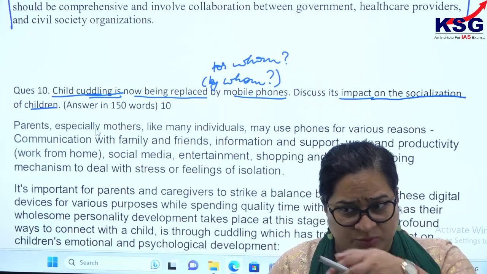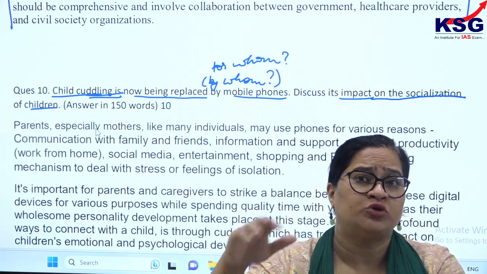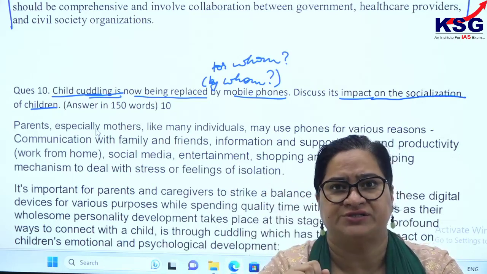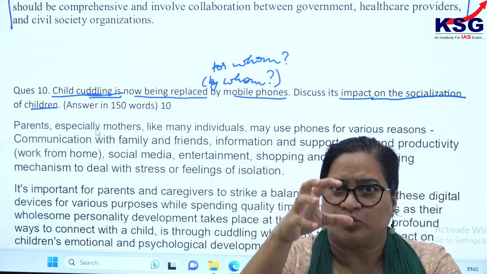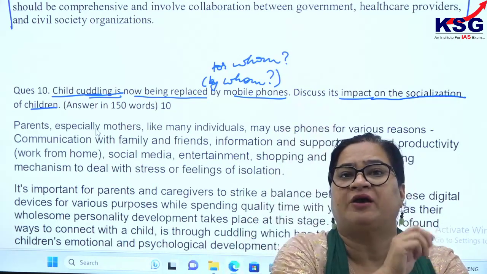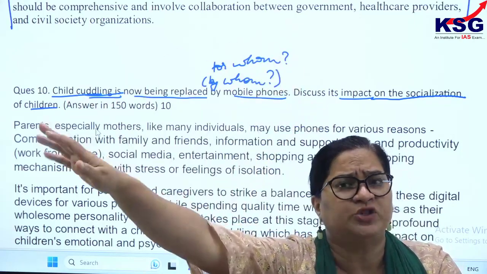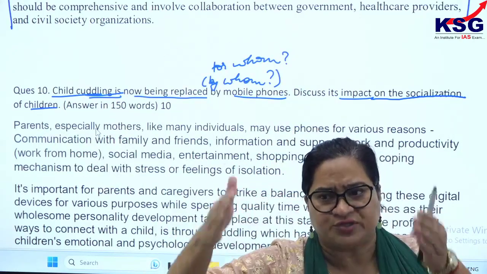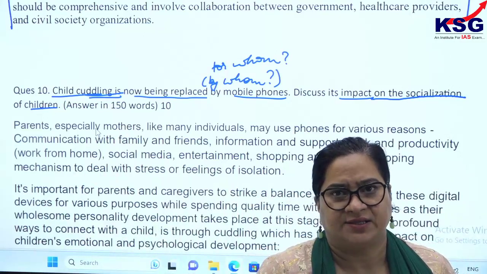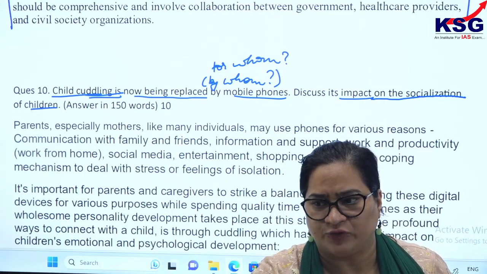The thing is, why is mobile phone a necessity? And then talking about why child cuddling is important. And when it is missing, what are the segments which will get affected? Then what will be the short-term implication and what will be the long-term implication? Both. That's how you're supposed to segmentalize it. Let us reflect upon the answer I have created for all of you.